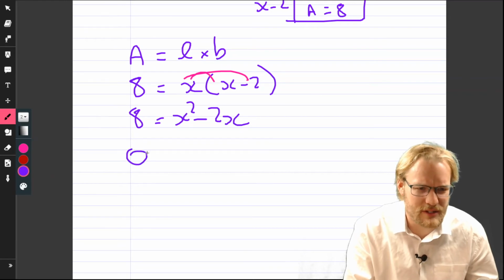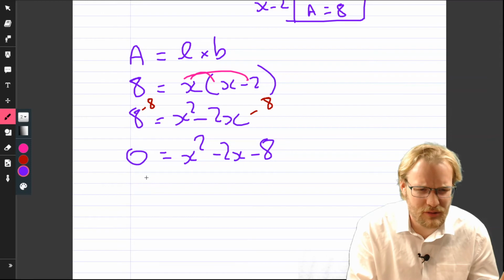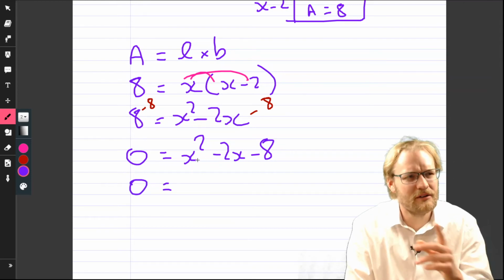So if we want 0 there, what do we need to do? Well, we're going to need to subtract 8. So 8 minus 8 is 0. Do the same on one side and the other. So x squared minus 2x minus 8. Cool. 0 equals that. What do we do again?